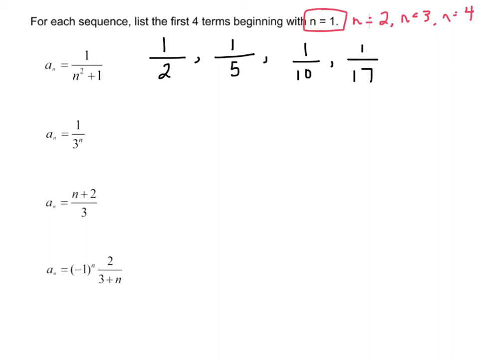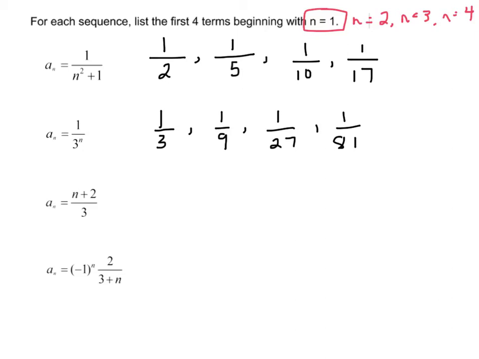Next, 1 over 3 to the n. Well, 1 over 3 to the first, of course, that's just 1/3. 1 over 3 to the second is 1/9. 1 over 3 cubed is 1/27th, and 1 over 3 to the fourth is 1/81st.